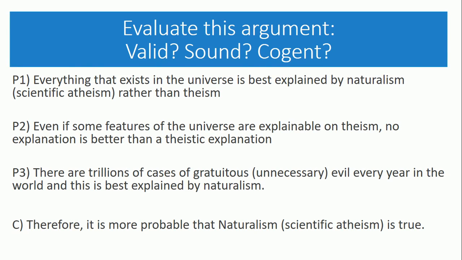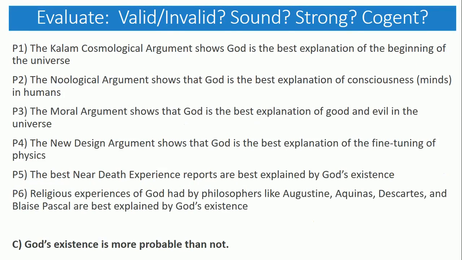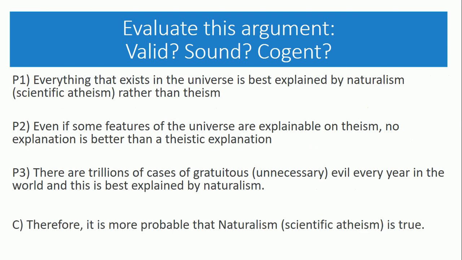All right. So, back to arguments for God's existence. What about this argument? Is this valid, sound, cogent? Premise 1. Everything that exists in the universe is best explained by naturalism, scientific atheism, rather than theism, or God. Premise 2. Even if some features of the universe are explainable in theism, no explanation is better than a theistic explanation. Premise 3. There are trillions of cases of gratuitous, unnecessary evil every year in the world. This is best explained by naturalism. Conclusion. Therefore, it is more probable that naturalism, the worldview of scientific atheism, is true. All right, let me know what you think.